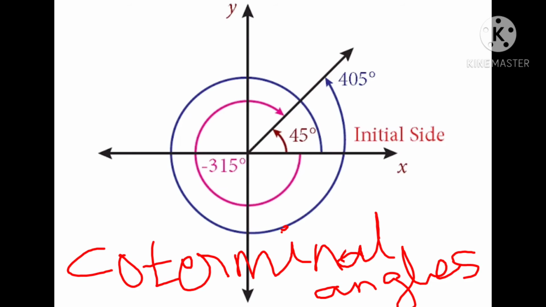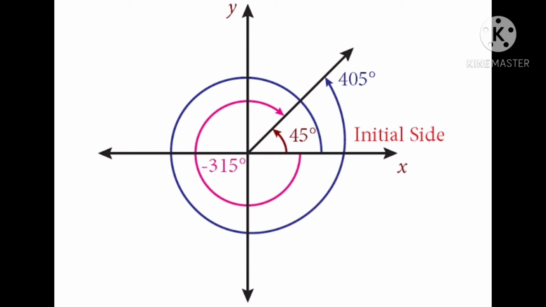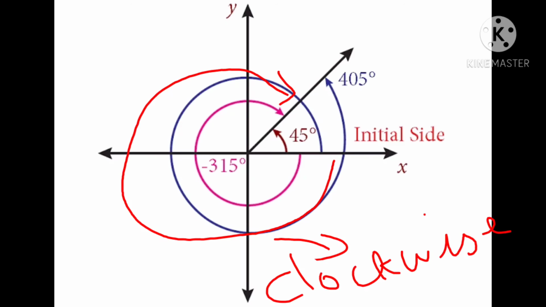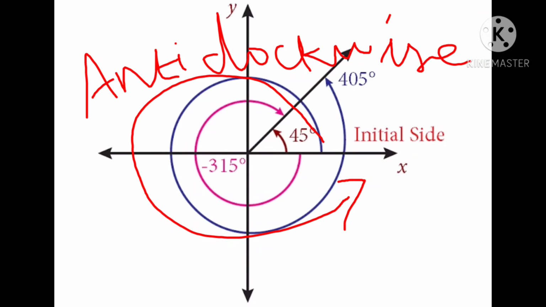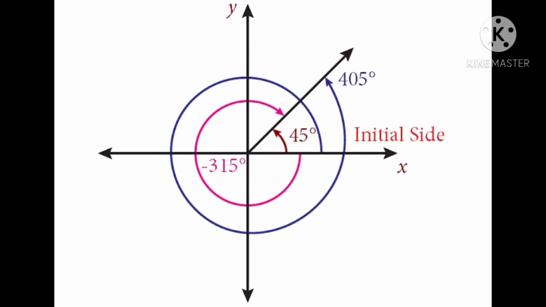Next one is coterminal angles. One complete rotation of a ray in the anti-clockwise direction results in an angle measuring 360 degrees. If you rotate in clockwise direction, negative angles are produced. If you rotate in anti-clockwise direction, positive angles are produced.